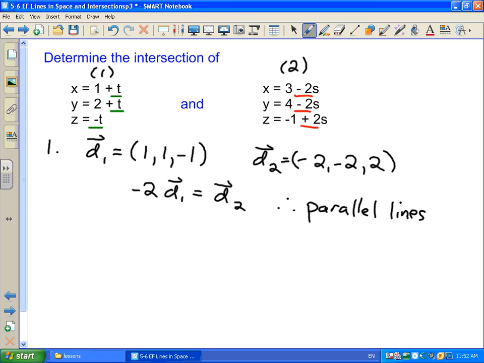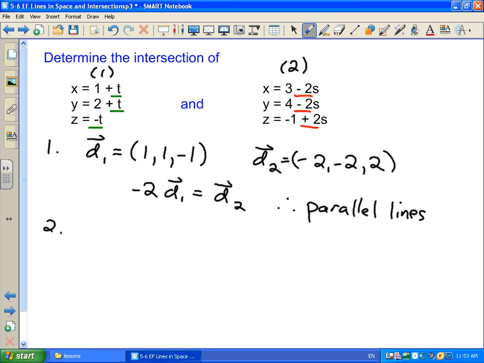And we want to find that out at the beginning. We don't want to go through the whole mess of trying to find a point of intersection if there is no point of intersection, possibly. So if we've got two parallel lines, we have to decide, are these lines parallel and distinct, or are they coincident? So how can we check if they are coincident?